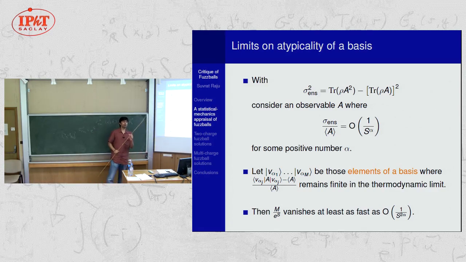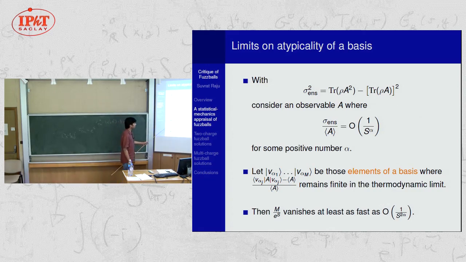And let's say I were to give you an observable. I'll come to what kind of observables satisfy this property shortly. But let's say I were to give you an observable where the fluctuations compared to the expectation value in this mixed state are suppressed by some power of s, where alpha is some positive number. If I were to give you such an observable, then the following result holds.